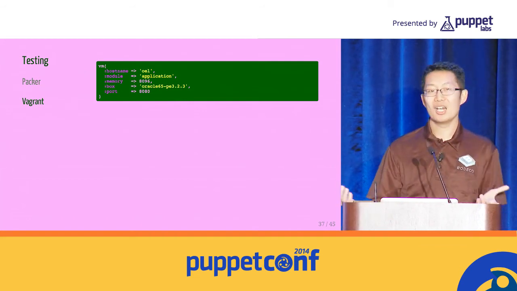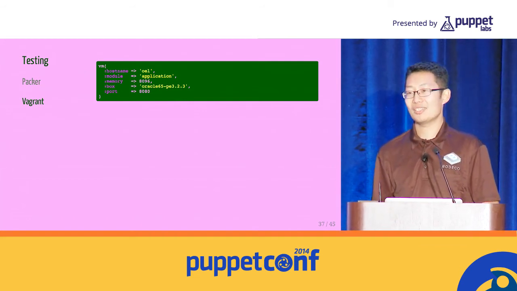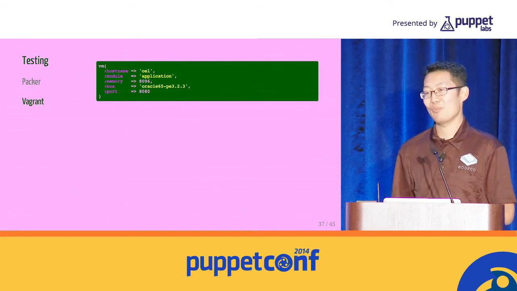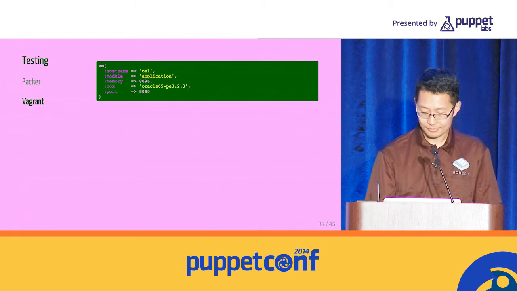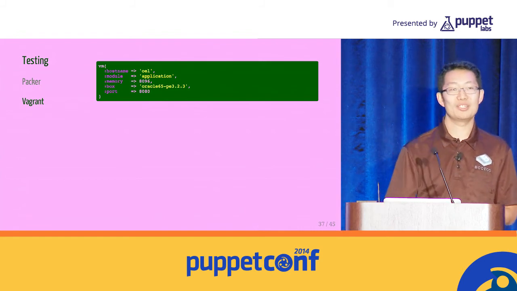So these are just a little wrapper to help you, instead of writing Vagrantfiles over and over, and make it in a format I think is much easier to digest. And this is also something that you can put in your custom Gemfile.